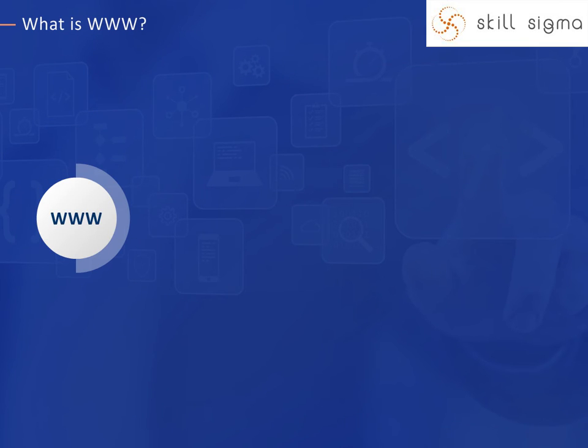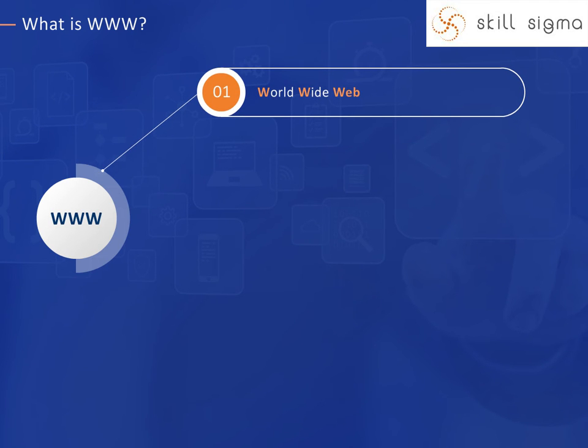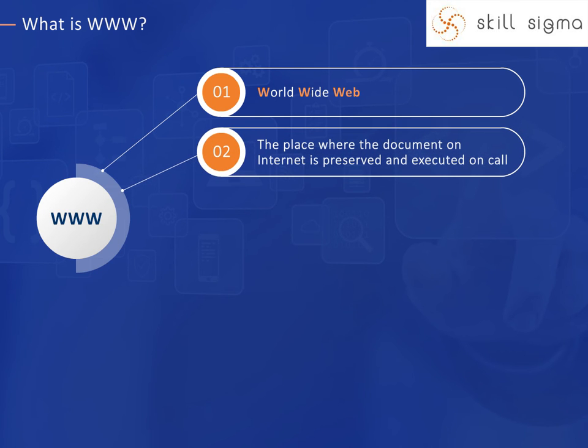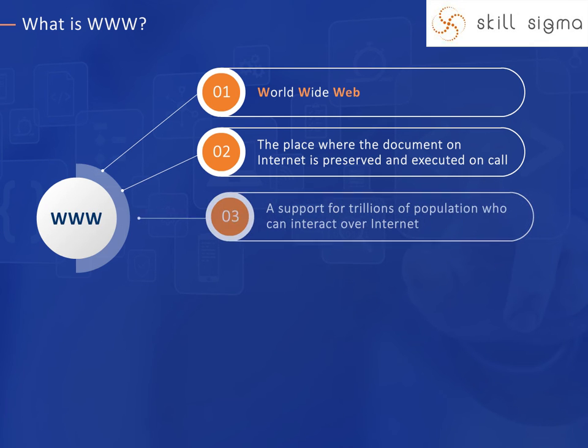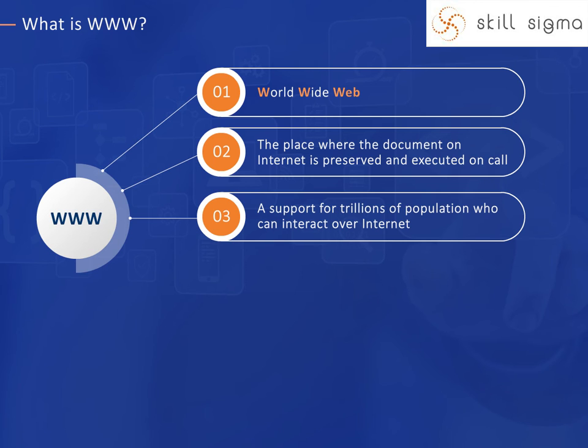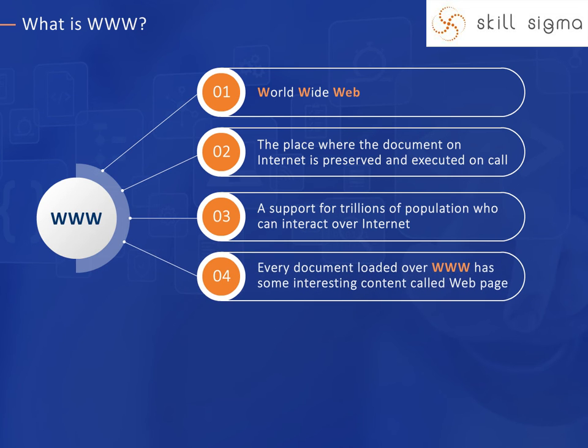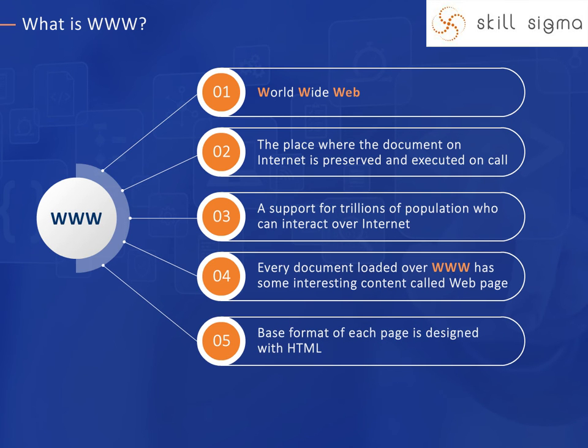Before we start, let's understand what is www. World Wide Web is abbreviated as www. www is the place where the document on Internet is preserved and executed on call. As we find, different websites are connected with www. Trillions of population connected with Internet, for official, educational and different type of requirements. We will understand the format of the page that is going to be connected. We can design our own page for our document with HTML, which is very interesting and inspiring.